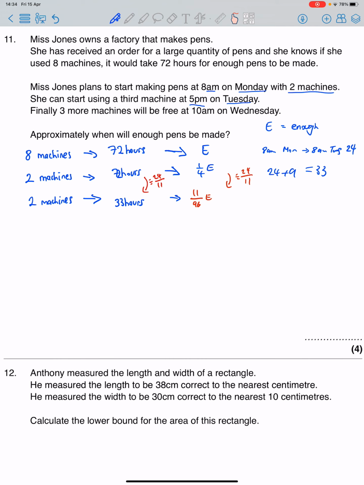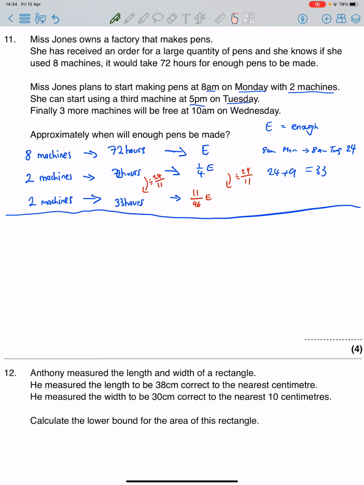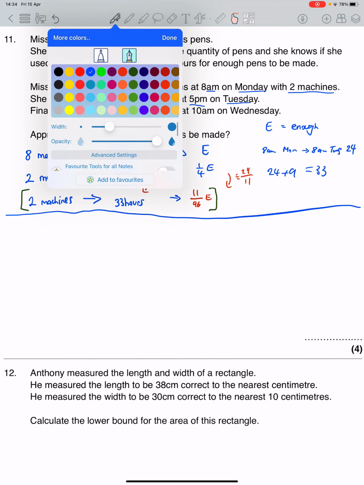Okay, so then the scenario changes now. That's for the first 33 hours. Then it says she can start using a third machine at 5 p.m. So now we need to work out what 3 machines can do, basically. This is our first important bit of information that we're going to use. So I'm just going to circle our piece of the puzzle. That's one part of our important information.